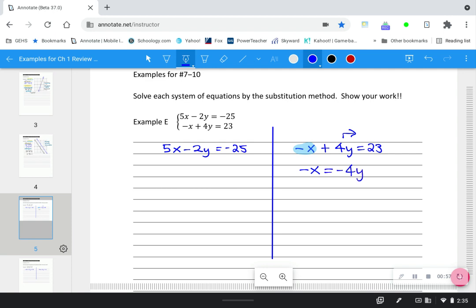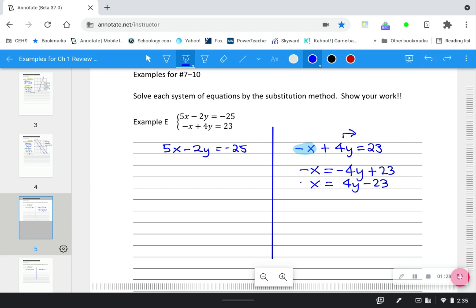Subtract 4y from both sides. Now I could write, let me show you, divided by negative 1 here, divided by negative 1, and divided by negative 1. Maybe that'll be more understandable, but there's a shortcut when you do that. If you divide everything by negative 1, you just change all the signs. And now that expression, 4y minus 23, we know that's the same as x.